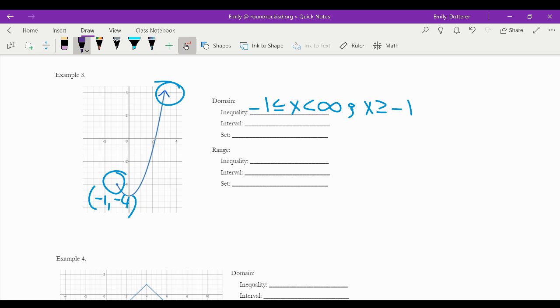For the range, the lowest point is right here at 0, -5. And then it goes up to positive infinity. And again, because just one of those sides goes to positive infinity, or even if it went to negative infinity, we can write it with the 3 pieces instead of the 5.